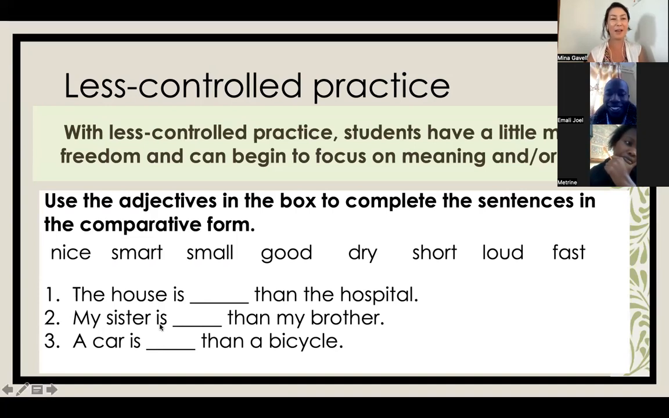Number 2 has many possible answers. My sister is shorter. My sister is faster. My sister is smarter. Lots of different choices. Yes, exactly, Isaac. Is the house faster? So here we have not just form, but also students have to think a little bit about meaning as well. And so that's why it is less controlled practice. They have a little bit more freedom here.